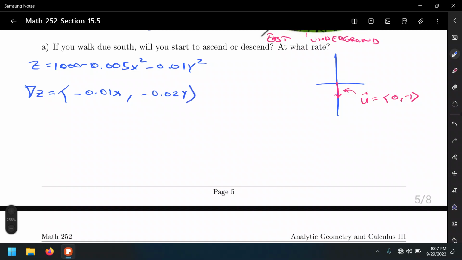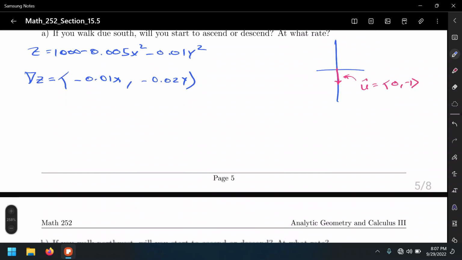So that's our gradient. Again, we're storing the information to get the rate of change in the x direction and the y direction, but we don't want the slope or the rate of change in either of those directions. We want it in a particular direction. Actually, it's going to be in the negative y direction, because we're going south, right?